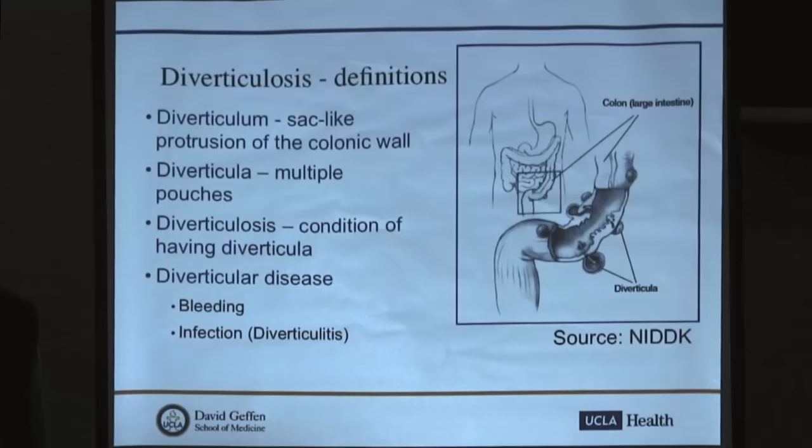So I'll start again by going over the definitions. So many people have small pouches in the lining of the colon, and a single sac is actually called a diverticulum. And then when patients have multiple sacs, it's called diverticula. And then diverticulosis is a condition which basically describes a patient who has multiple sacs or diverticula. And then diverticular disease includes when patients either develop bleeding within a diverticulum or if patients get infection, which is called diverticulitis. So again, diverticulosis is having the disease or having multiple pockets. Diverticulitis is having an infection.